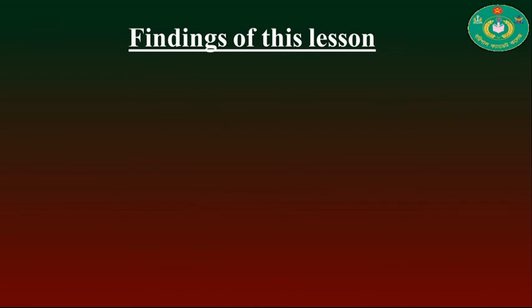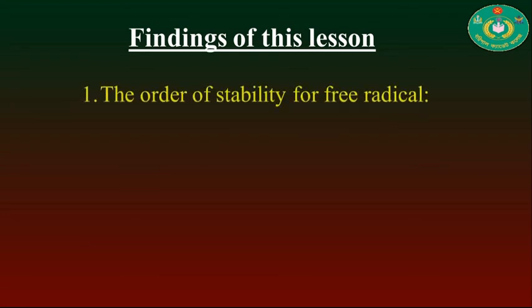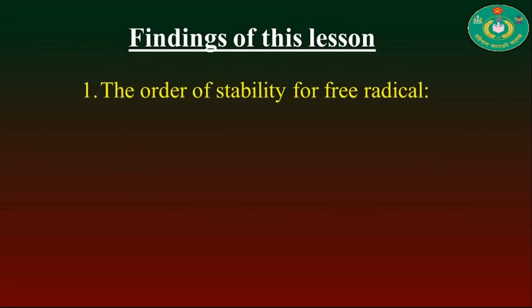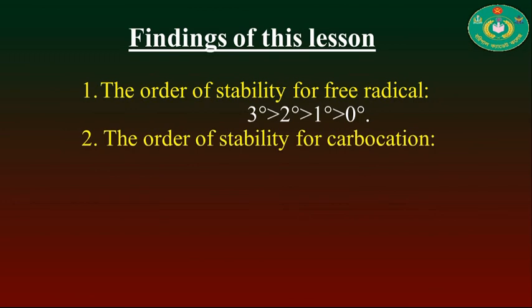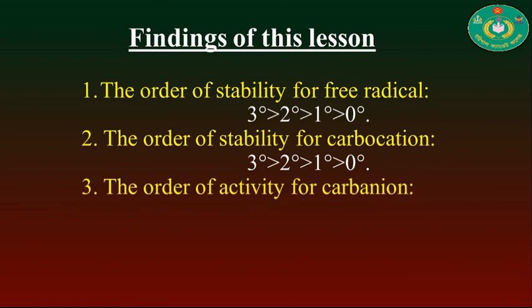So after ending this lesson, some of the findings are here. First of all, the order of stability for free radicals is here. The order of stability for carbocations is here, and the last one, the order of stability for carbanion is here.